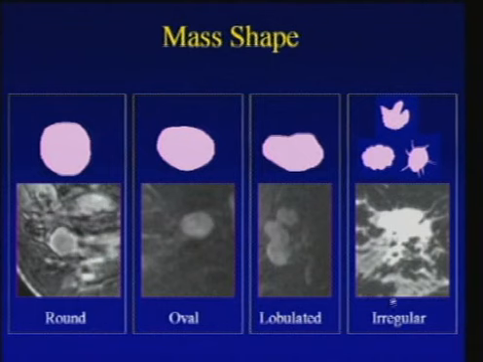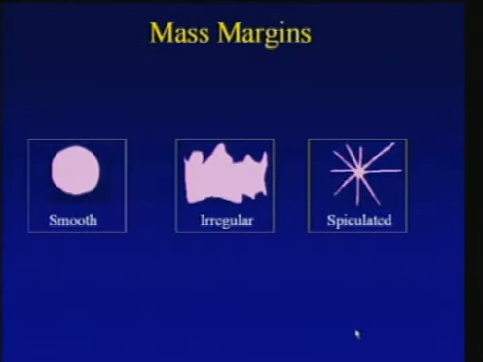The image on your far right is probably similar to this, a very irregular mass. You can see the jagged, angular margins. Again, just think of it as an ultrasound finding where you would be suspicious, and this was a carcinoma. So once you describe the mass shape, what you're going to do next is describe the mass margins. It is either going to be smooth, irregular, or spiculated.